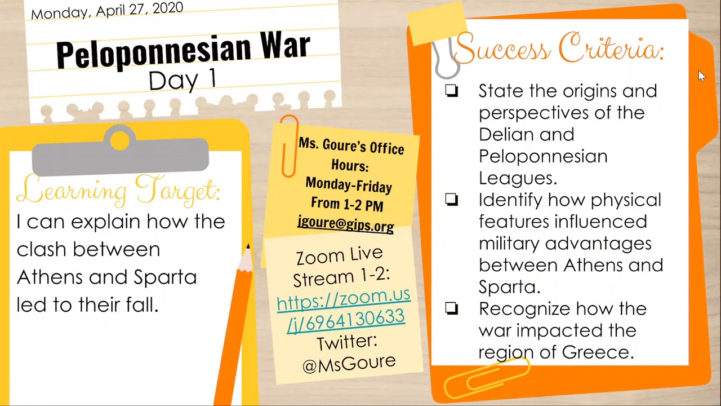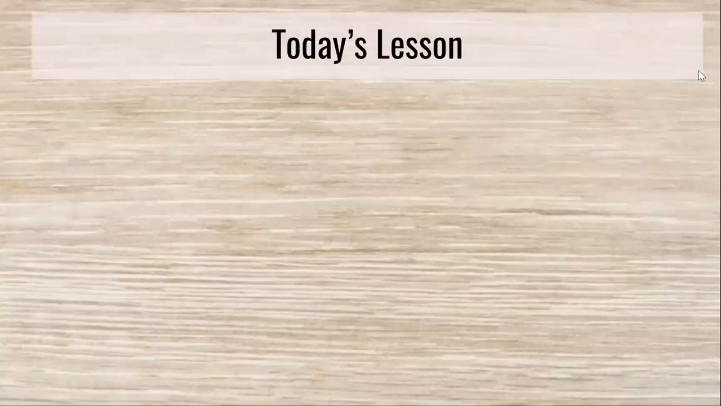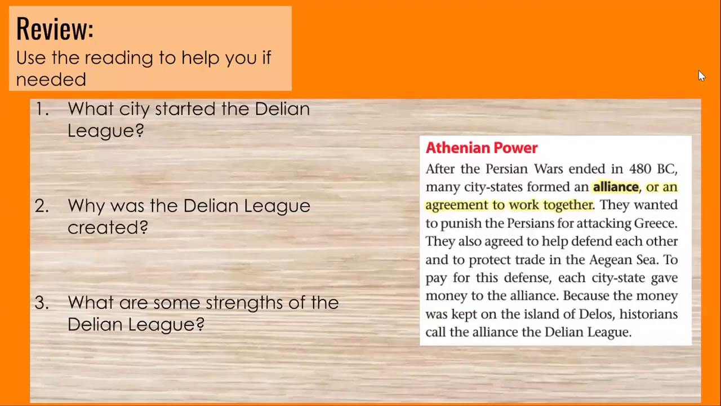Okay. So, as always, this is where you're going to find today's lesson. Going onward. So as a review, use the reading to help you if you need. This reading right here is actually straight from our textbook. So reading this paragraph is going to help you answer these three questions.